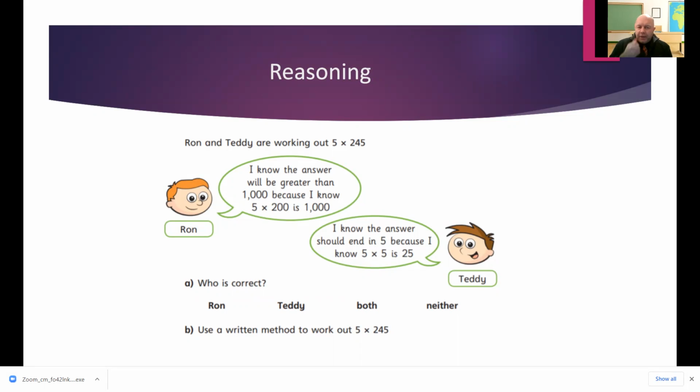Okay, so what do you think? Ron thinks the answer will be bigger than 1,000. And Teddy thinks the answer will end in a 5. Well, let's work it out. So question B is work out 5 times 245. So let's do that and let's see whether Ron or Teddy are correct in what they say. Again, pause the video and work out the question.